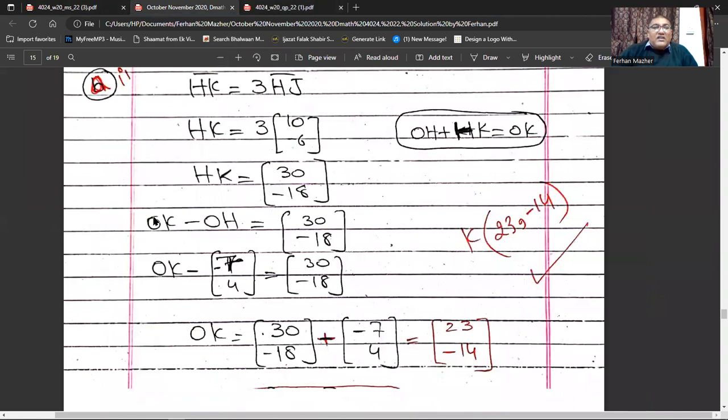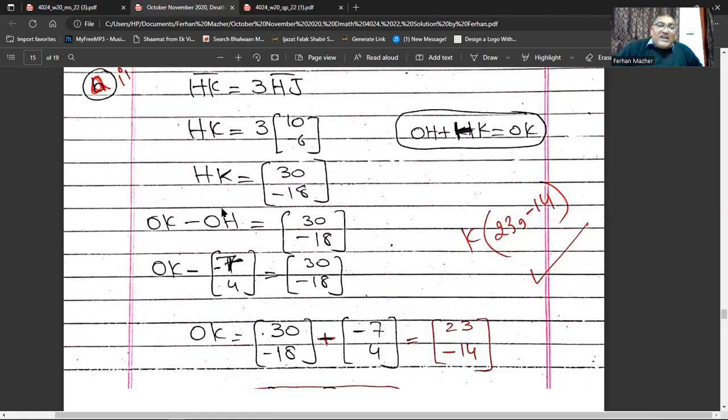HK is 3 times HJ, that is given. So HK will be equal to 3 times the column vector of HJ, which is already known to us, that is 10 and minus 6. So HK will be equal to 30 and minus 18. So I will apply the position vector formula. For HK, it will be OH plus HK equals OK. So when you make HK alone, it will be OK minus OH. These are the position vectors of K and H. So that will be equal to 30 and minus 18.